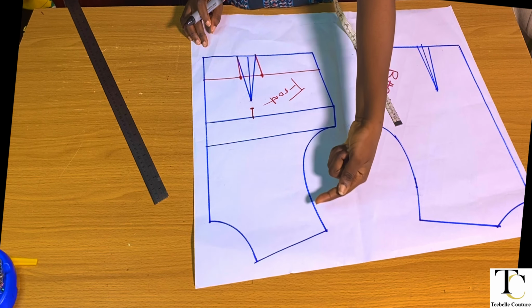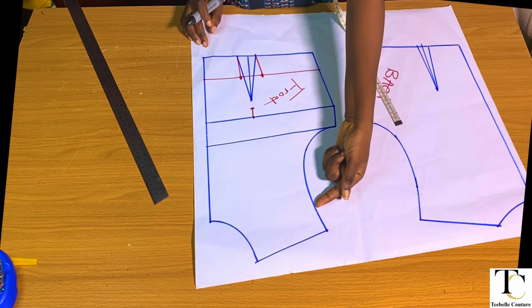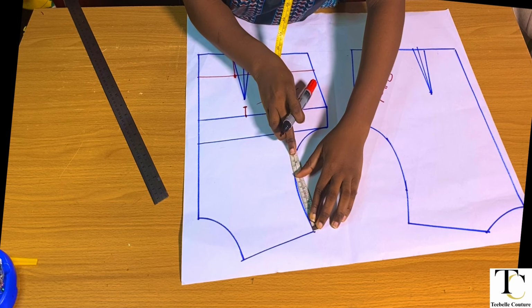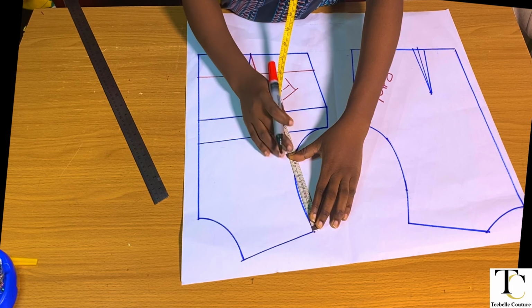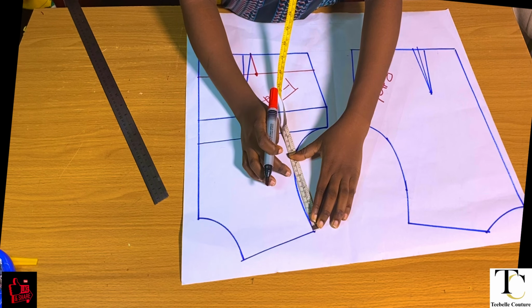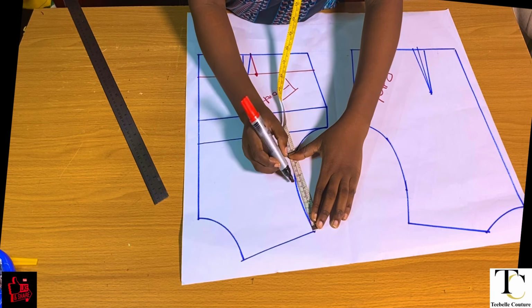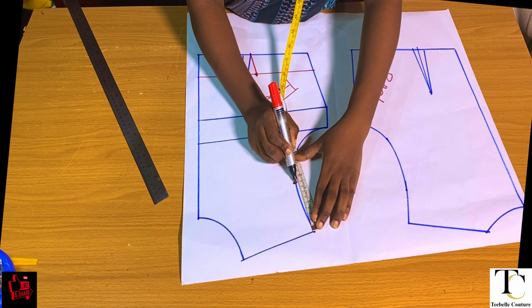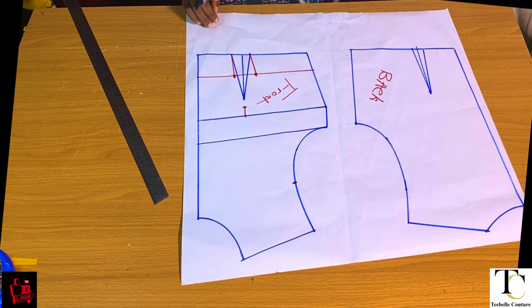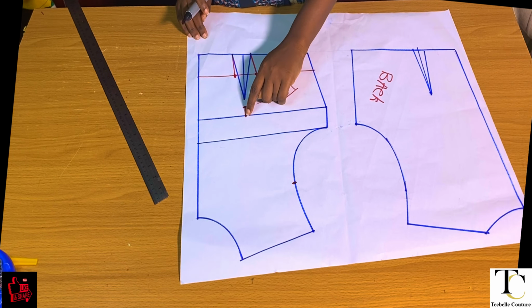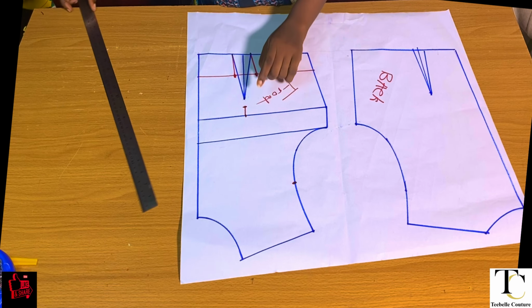And at this point, I'll be coming down at the shoulder point by some centimeters and inches. Here I'm coming down by 9 centimeters, 3.5 inches. This is not a standard. You can come down by 8, by 6, or by 10, or you can just find the midpoint of your armhole and mark it just like so. But I want to come down by 9 centimeters, which is 3.5 inches.